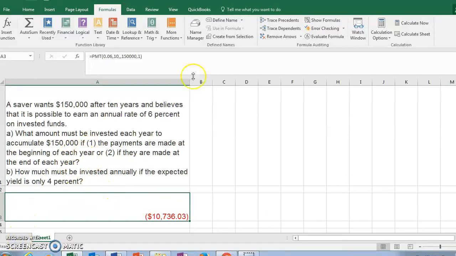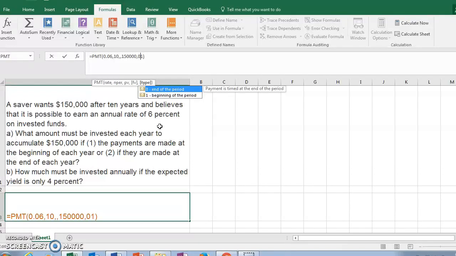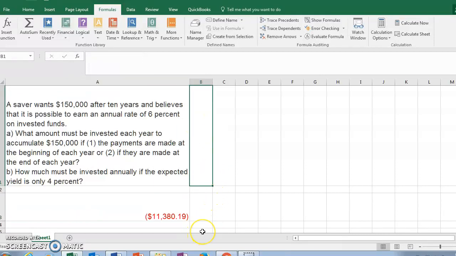Now for Part A2, the only difference is payments are made at the end of the year. So I'm going from an annuity due to an ordinary annuity. All I've got to do is go up in my formula bar and change that 1 to a 0. And rerun, and lo and behold, 11,380.19, which makes sense. If I'm not putting the payments in until the end of the year, I'm going to have to put in more to accumulate $150,000 than if I put that payment in at the beginning of the year where we have more time to accumulate interest.